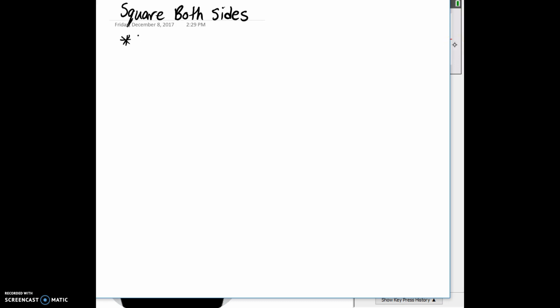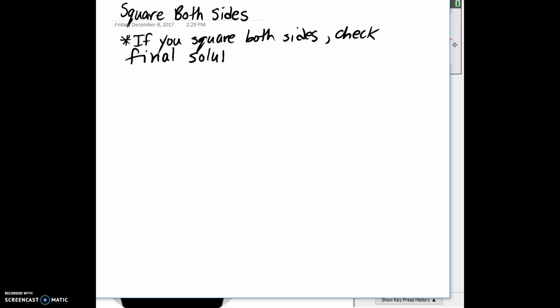So if you square both sides, check your final solutions, because some may not work. When you square, you add new solutions on because you add that plus or minus result.